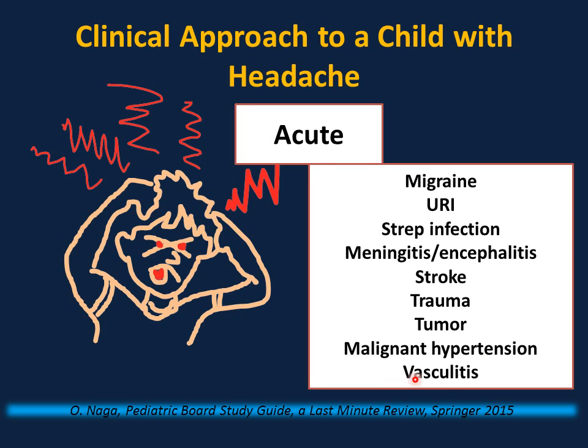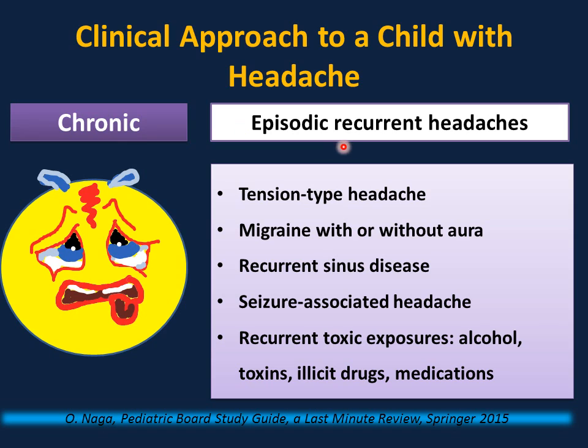Malignant hypertension, vasculitis. If the headache is chronic, episodic, and recurrent, the most likely causes are tension type headache, migraine with or without aura, recurrent sinus headache. Ask about allergic rhinitis. This can be associated with recurrent sinus headache. Seizure associated with headache: ask about history of seizure or epilepsy, recurrent toxic exposure to alcohol, toxins, illicit drugs, medications. Overuse of ibuprofen or acetaminophen for a headache or pain in general can be associated with headache and is well known as analgesic headache. So detailed history is very important to make this diagnosis.